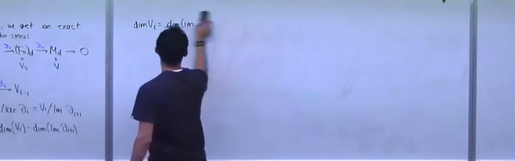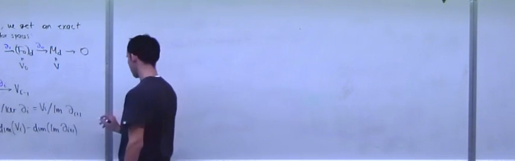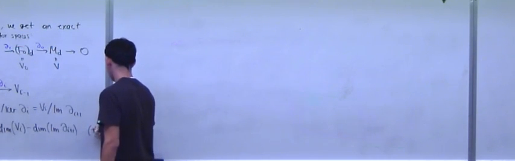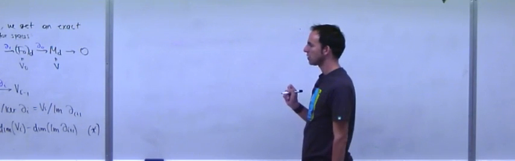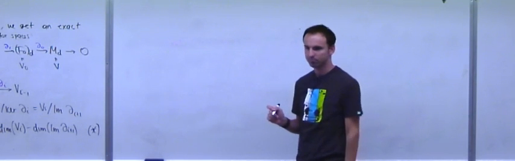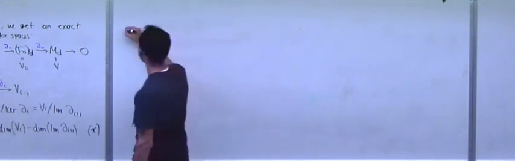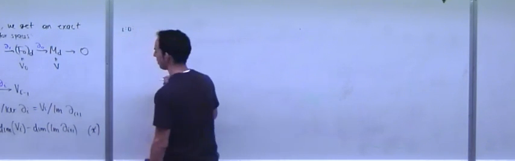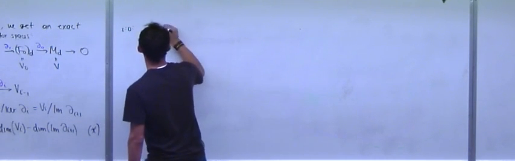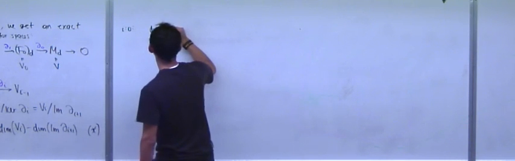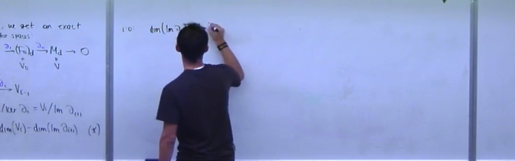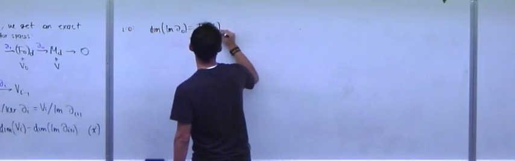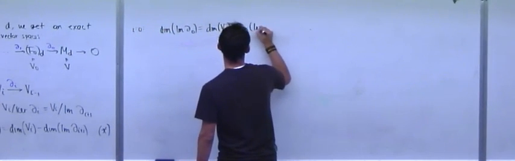My apologies. So we're going to take this equation, okay? And now we're going to apply it to i equals 0. So for i equals 0, what does this say? It says that the dimension of the image of delta 0 is equal to the dimension of V0 minus the dimension of the image of delta 1.